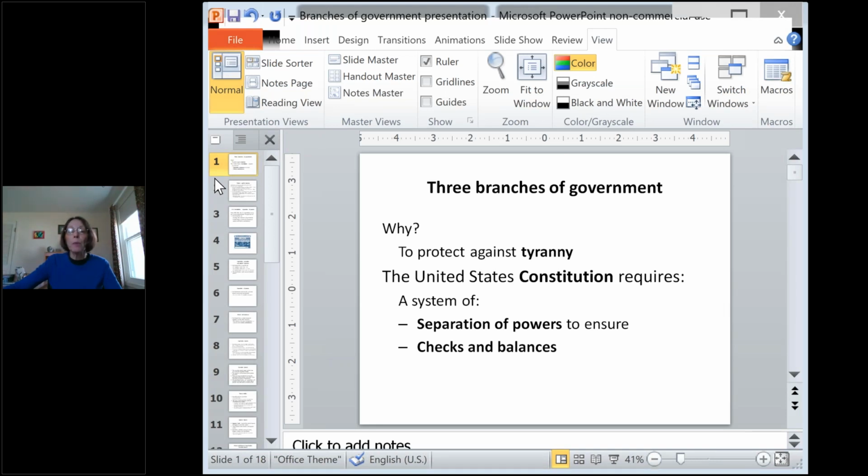Okay, so we'll be talking about the three branches of government. And if I'm going too fast, let me know. Okay, so first of all, why do we have three branches of government? The main reason is to protect against tyranny, which I'll be discussing further. What is tyranny? The United States Constitution requires a system of separation of powers to ensure checks and balances.